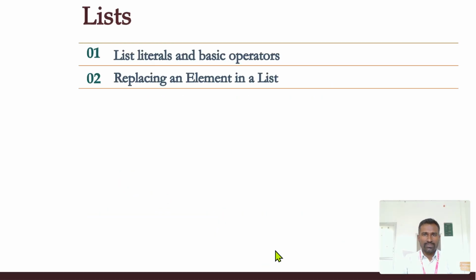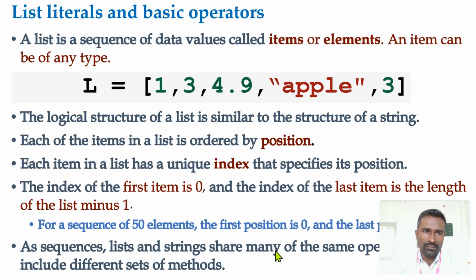Today in the list topic we are seeing the basic things of list: list literals and basic operations, and the second is replacing an element in a list. So the basics about list we are going to see. This is the representation of data actually. A list is a sequence of data values.